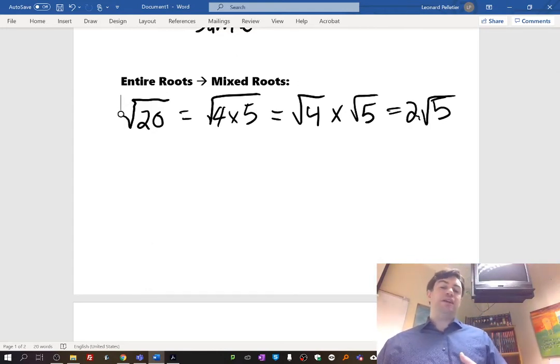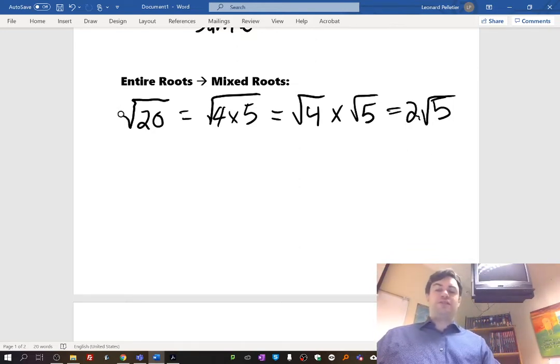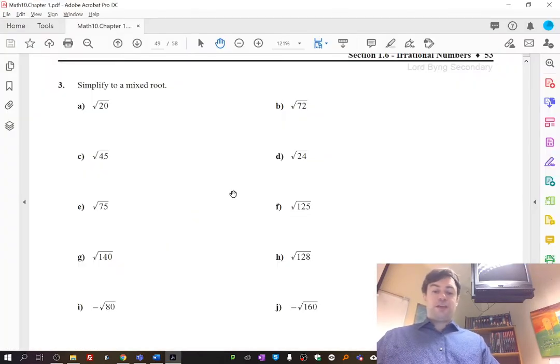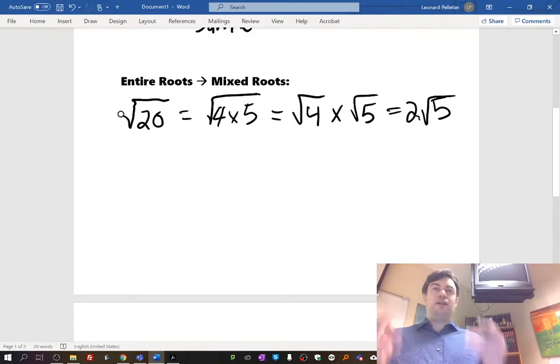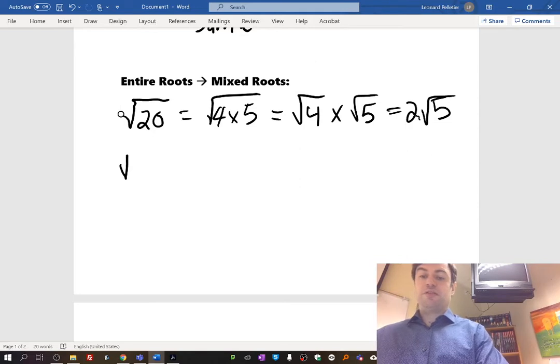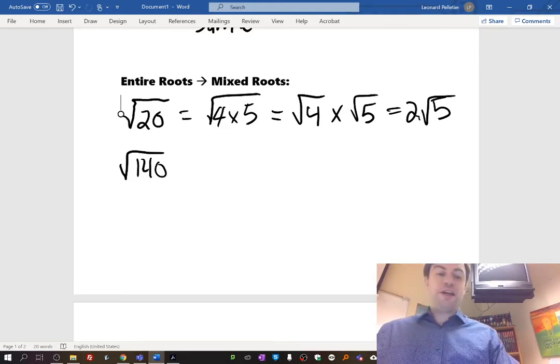So 20 wasn't too bad because you could probably find the 4. And if not, you can just use your calculator to work on finding those numbers. But sometimes it's a little bit harder. So what I would suggest is to do a factor tree. What's a good example? Maybe like 140. At least for me, I'm not thinking, oh yeah, of course it's this. So let's do 140. The square root of 140, we're going to try and break that down into a mixed root. So what I would do is, over on the side, do a factor tree for 140.